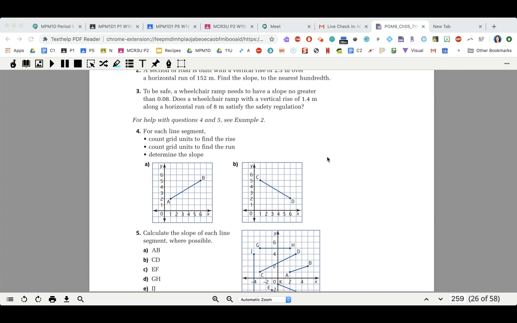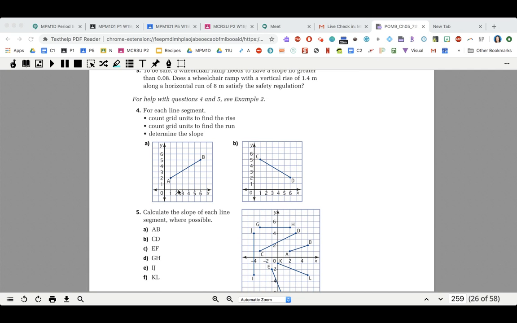Question 4. For each line segment, count grid units to find the rise, count grid units to find the run, determine the slope. So when I look at this line segment, conveniently they have picked the 2 coordinates for me. And so if I was to go along here, my run is 1, 2, 3, 4, 5. I counted 5 blocks for the run, and 1, 2, 3 for my rise. So my rise is 3, my run is 5, so my slope is 3 divided by 5, so 0.6.